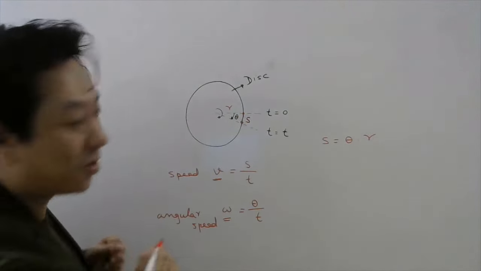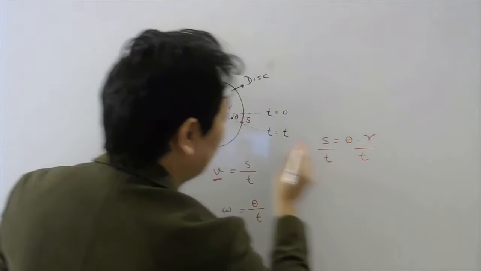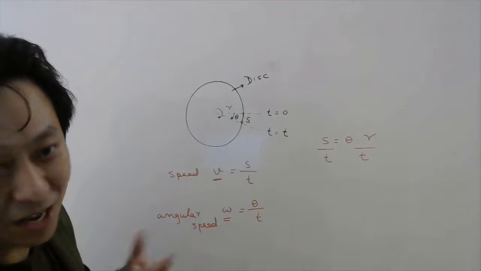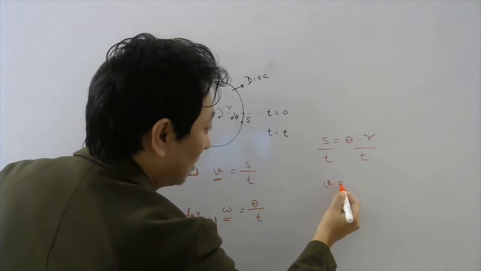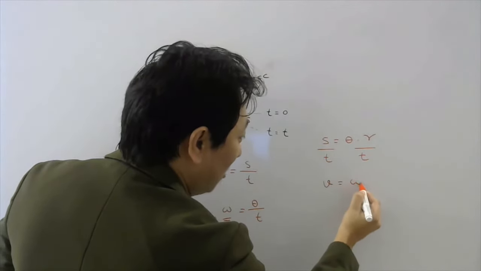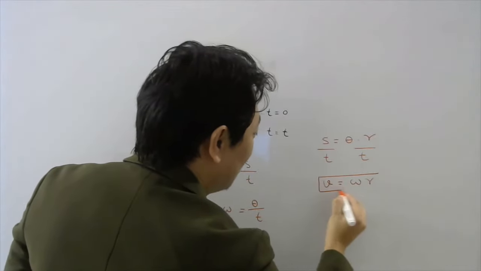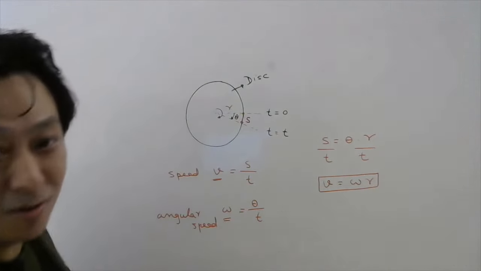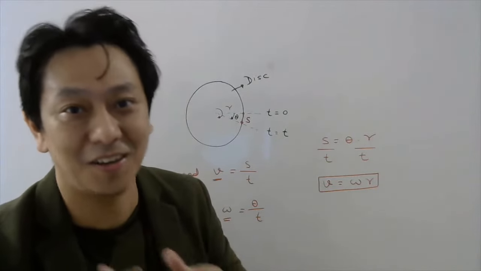Just now we have seen this formula. Let us divide both the sides by time taken from 0 to t. So time taken is t. So this is nothing but speed of this point. Angle by time is your angular speed and r is your radius. So this relation is something which is very important for understanding the concept of gear ratio.